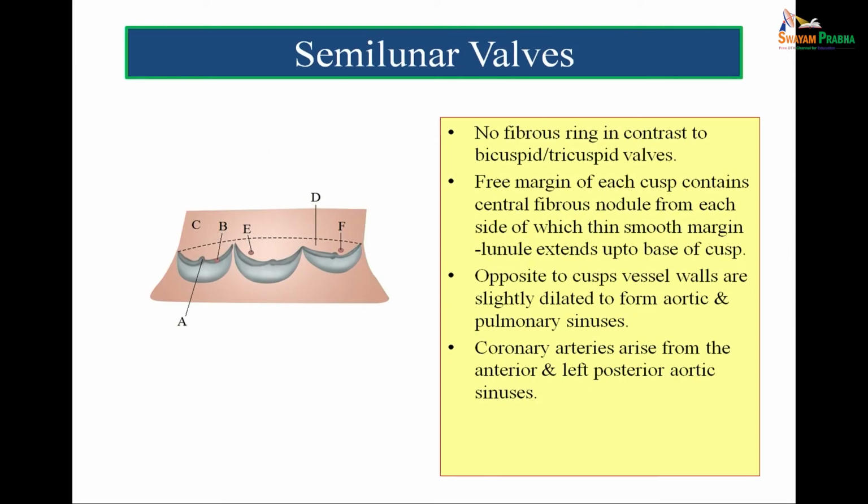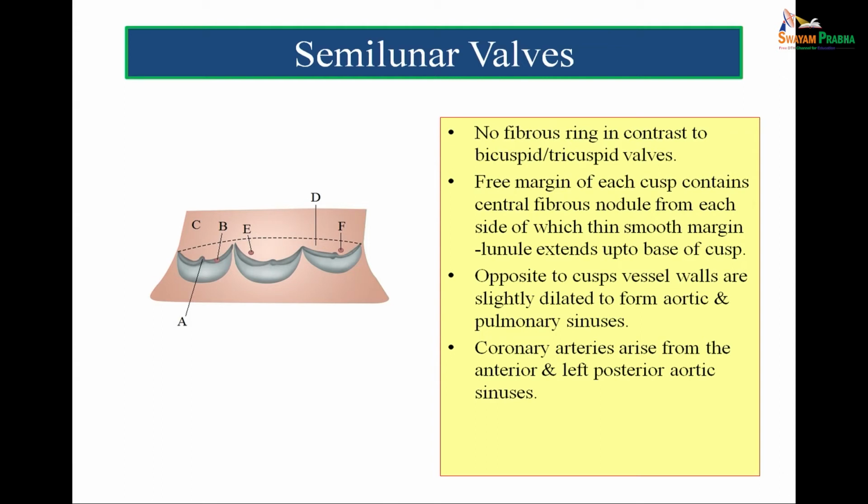Now, there are also semilunar valves present in relation to the vessels, but here there is no fibrous ring in contrast to the bicuspid and the tricuspid valves. The free margin of each cusp contains a central fibrous nodule shown by A in the figure, from each side of which a thin smooth margin, the lunule, extends to the base of the cusp. This is shown by B in the figure.